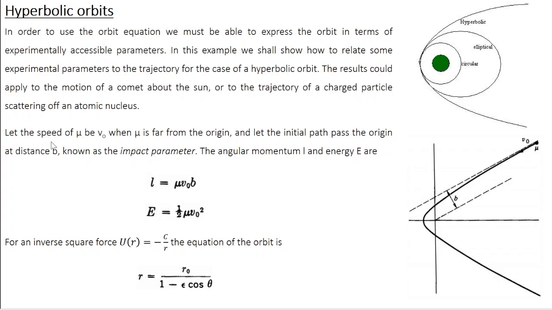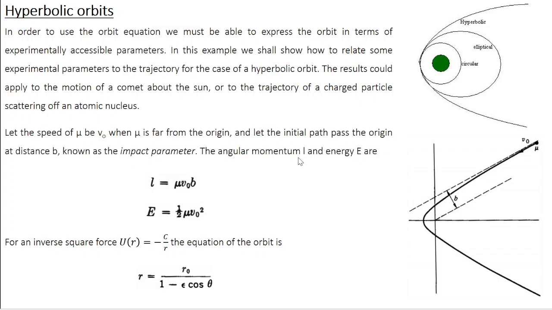Let's say the speed of mu is v0 when mu is far away from the origin, and the initial path is at a distance b from the origin. Ideally the dotted straight line should have been the original path, but as we know, because of the repulsive force, it deflects off. So this is a kind of scattering from a potential barrier. This offset distance is known as the impact parameter b.